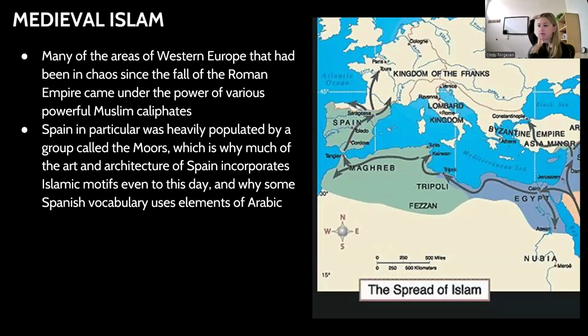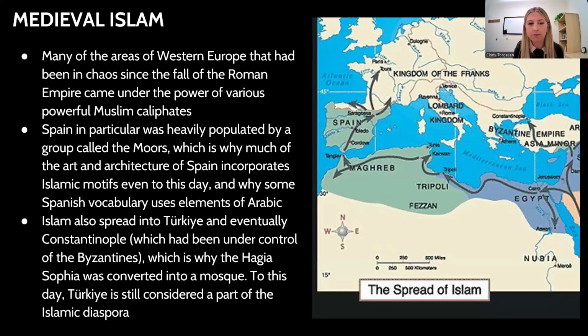Even Spanish as a language was largely inspired by the Moors. There are a lot of words in Spanish that come from Arabic. I feel like I used to know more examples, but I think azúcar, I know that's the first one that came to mind, like sugar. That's an Arabic word, and etymologically it came from Arabic.